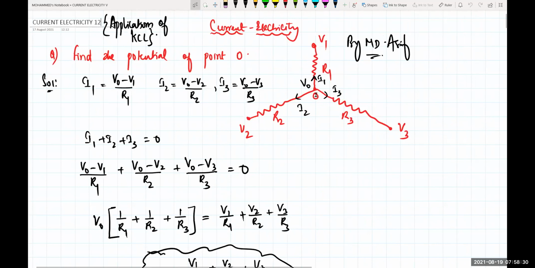From the junction the current is going out. One current is going up, I1. Another current is going through R2 as I2. Another current is going through R3 as I3. So from the junction the total current is going out. So outgoing currents I1 plus I2 plus I3 must be equal to 0.